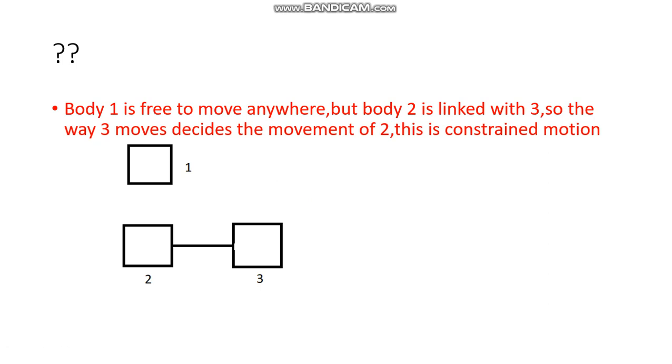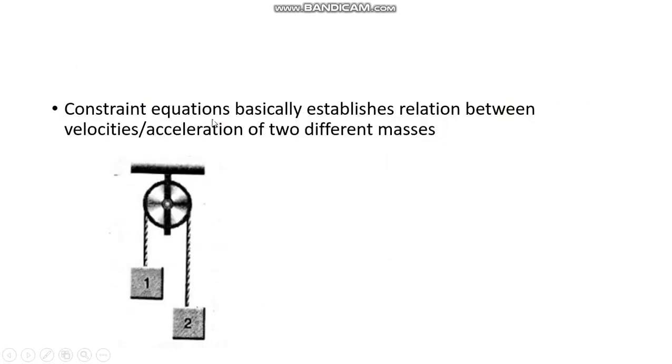This is the basic definition of constraint motion: the movement of one body is going to affect the movement of another body, and we have to find the interrelationship between their accelerations. So constraint motion equations basically establish a relation between the velocities and accelerations of two different masses.